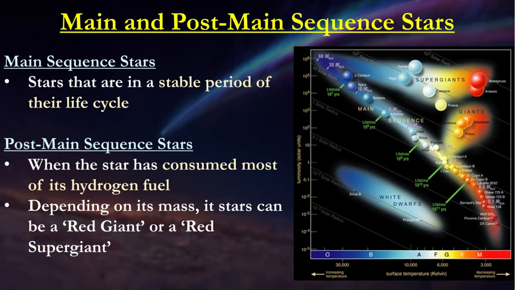So let's just go through. The main sequence stars are the stable period of their life cycle, so they're like our sun, where it's still producing fuel. Post-main sequence is when most of the fuel has been consumed and they are progressing in becoming a supergiant or a red giant, or red supergiant or supergiant. Okay, so that gives you a little context of what the two types of stars are.